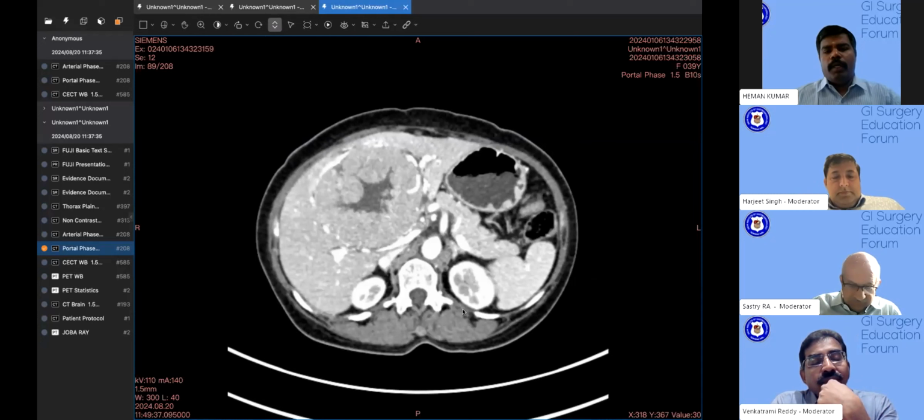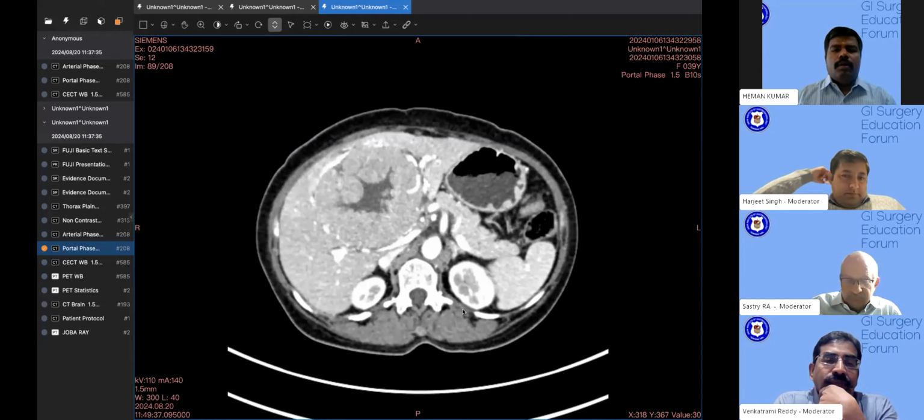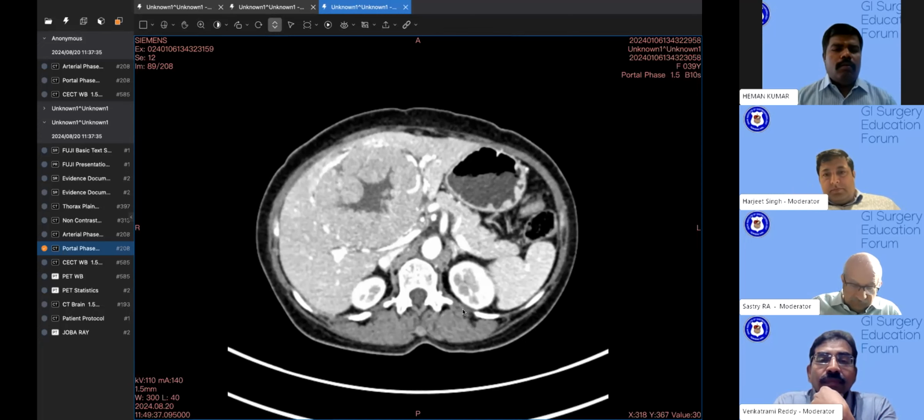The tumor looks isodense with the rest of the liver, and there is no washout. In the portal venous phase, it looks isodense with the liver, and there is no washout seen, sir. There is no washout, sir. It looks isodense with the rest of the liver, sir.